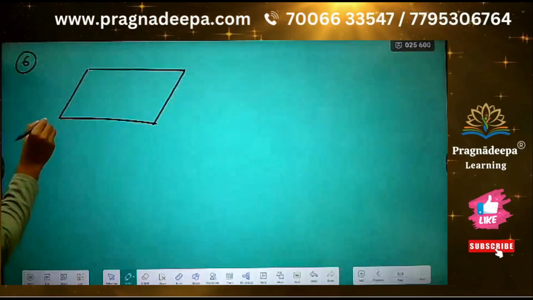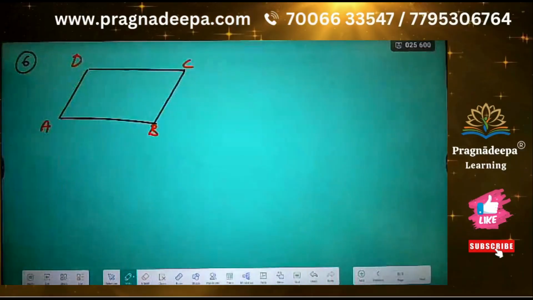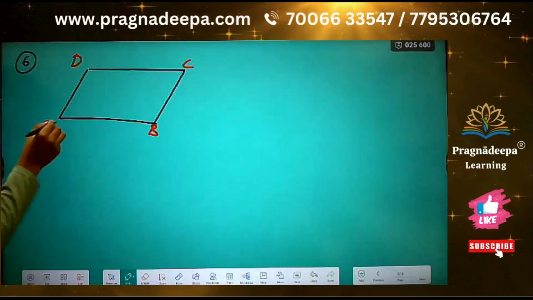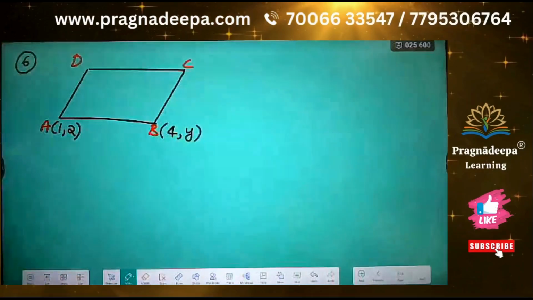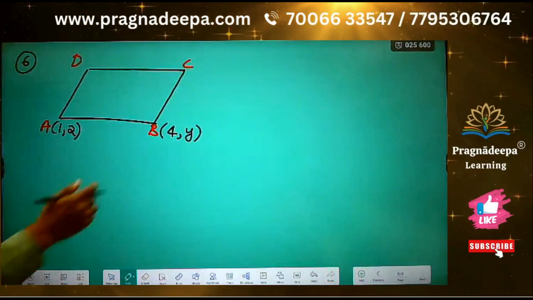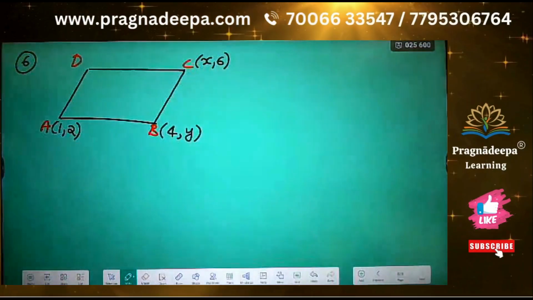So let me name this as ABCD is a parallelogram. Okay, ABCD is a parallelogram where the coordinates of A is 1, 2, coordinates of B is 4, y, coordinates of C is x, 6, coordinates of D is 3, 5.